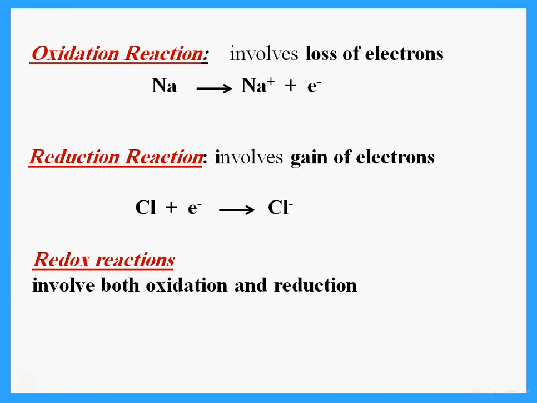We had several definitions for each one, but the one that we care about this year is the definition regarding transfer of electrons. Remember that oxidation reactions involve loss of electrons. If sodium loses its outermost electron and becomes Na+, that is oxidation. Reduction involves gain of electrons. A chlorine atom, when it gains an electron, becomes Cl-. That is reduction. Redox reactions involve both oxidation and reduction.